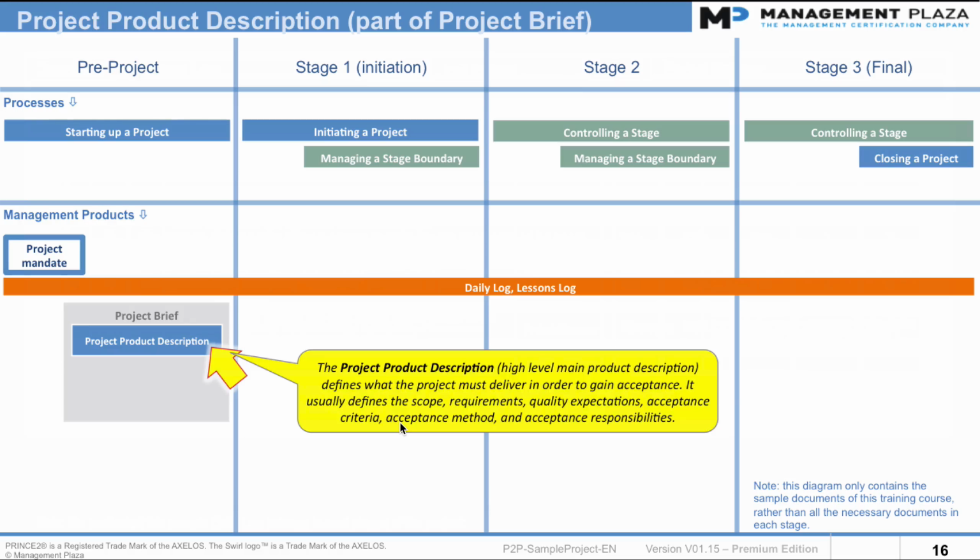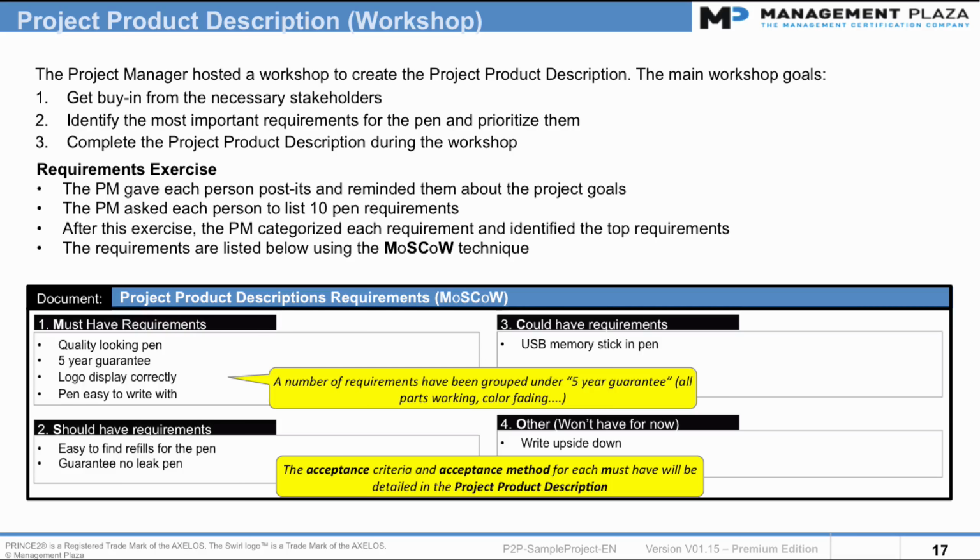So here the goal of the project product description is to create a very high level document that will describe the main output of the project. So for example, if you're building a small apartment block, then you can write a description of that apartment block in about 2 pages, and that's what we're looking for. So this slide here gives an overview of how to define the requirements.